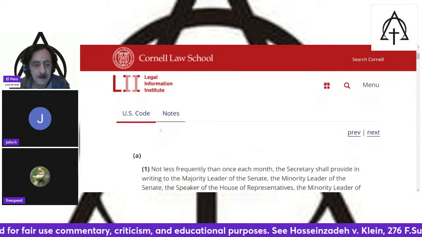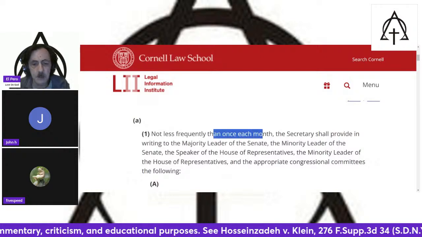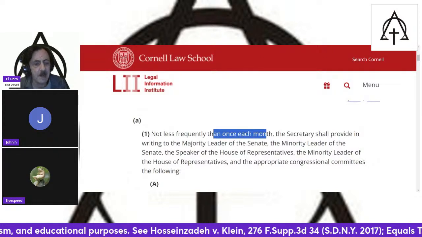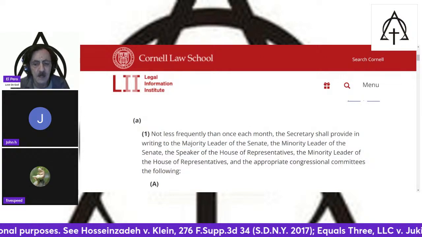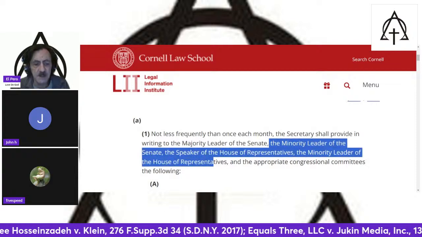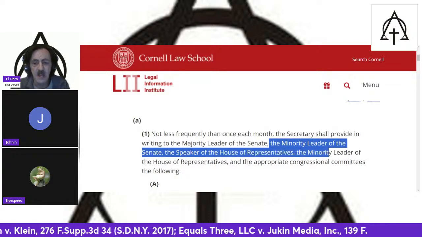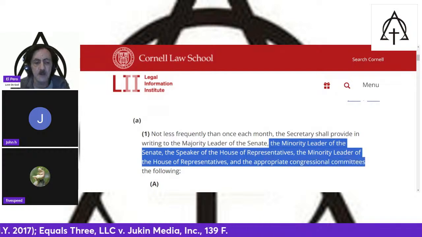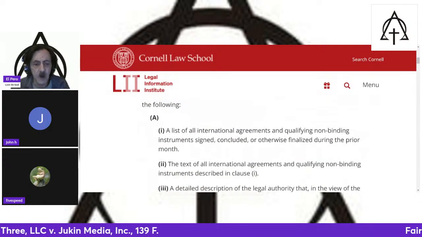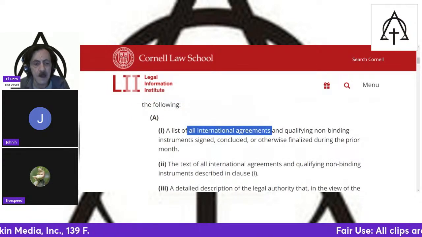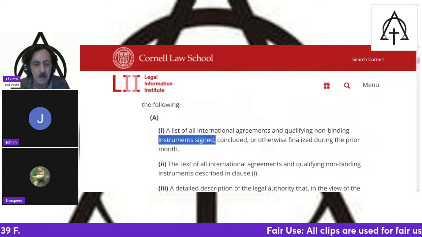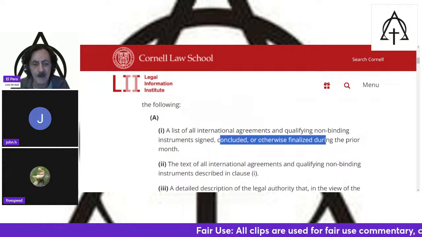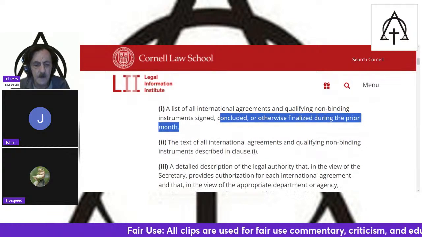A, not less frequently than once each month, the Secretary shall provide in writing to the Majority Leader of the Senate, the Minority Leader of the Senate, the Speaker of the House of Representatives, the Minority Leader of the House of Representatives, and appropriate congressional committees the following: a list of all international agreements and qualifying non-binding instruments signed, concluded, or otherwise finalized during the prior month.